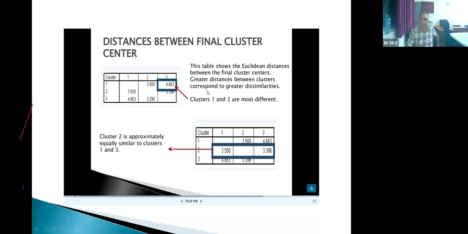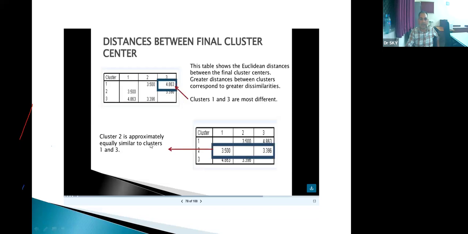A greater distance between clusters corresponds to greater dissimilarity. So obviously it should be high, then it will make the difference among the clusters. Clusters 1 and 3 are the most different. Just see here that the Euclidean distance between cluster 1 and 3 is 4.8, the highest distance. Between 1 and 2, it is 3.45. And between 2 and 3, it is 3.3. So 2 and 3 are very close to each other, but 1 is different from 3.